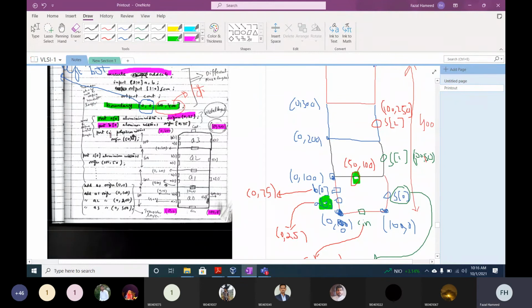And port CI is a polysilicon width of 1, and its origin is 50-100. This is CI. This is the internal signal C1.